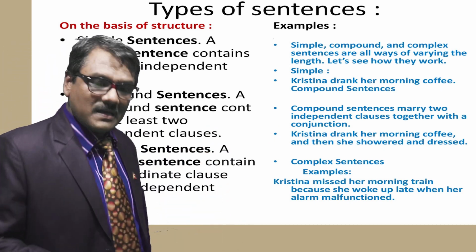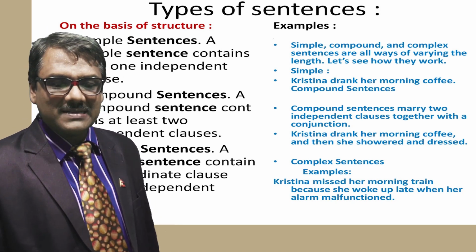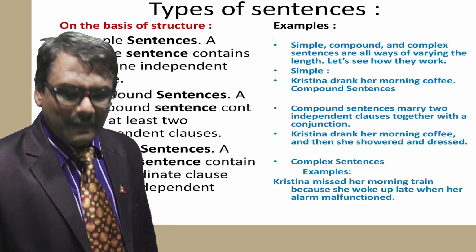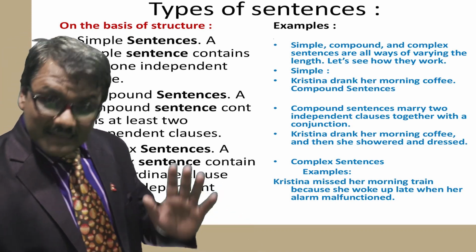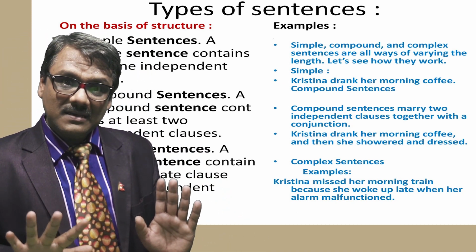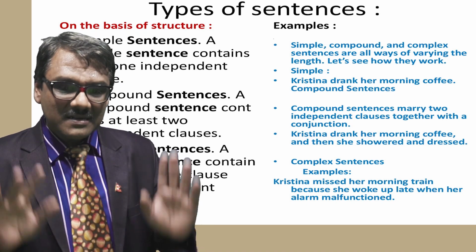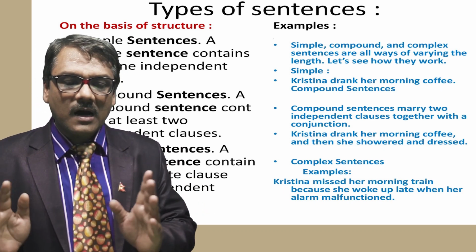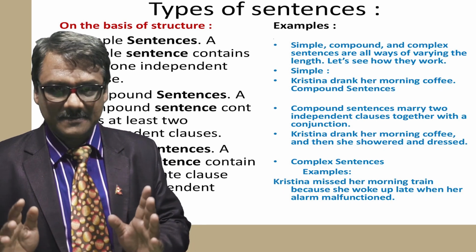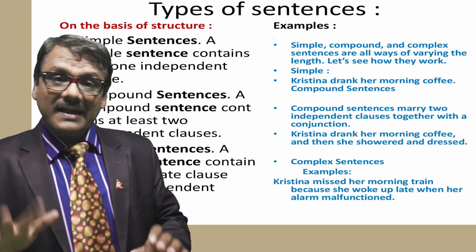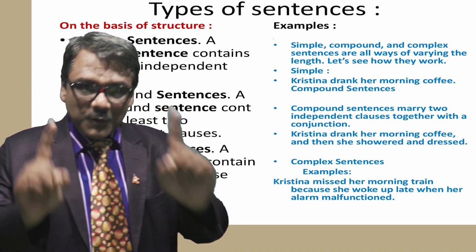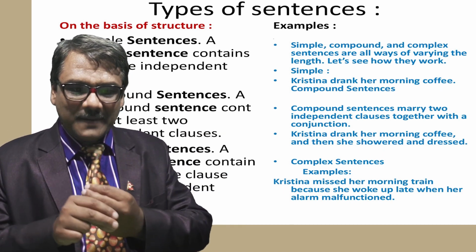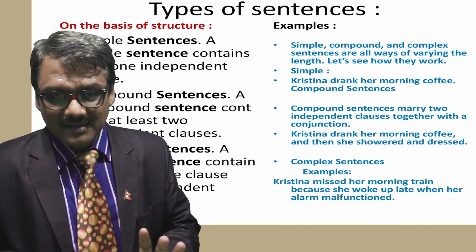Now, finally come to the last example. Christina missed her morning train because she woke up late when her alarm malfunctioned. Okay, in this sentence, there are two parts again. What are the two parts? Christina missed her morning train. This is the first part. And because she woke up late when her alarm malfunctioned. This is the second part. And these two clauses are joined by because.